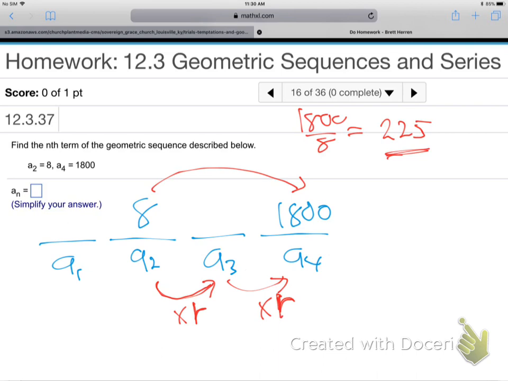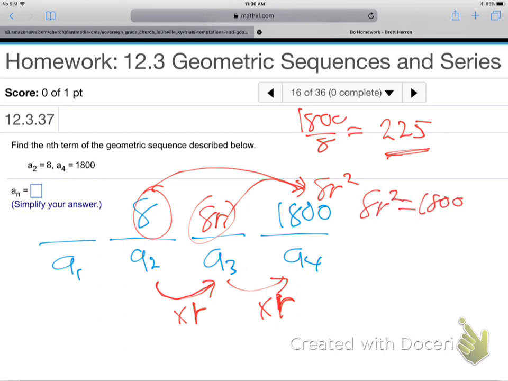Anybody got another idea? Plug in what you know. You could multiply 64 by 8. So how about this? How about we take 8, and whatever R is, this is 8R, isn't it? Times R again, this is 8R squared. So 8R squared has to equal 1800. Oh, easy peasy. And then divide by 8 and then take the square root.